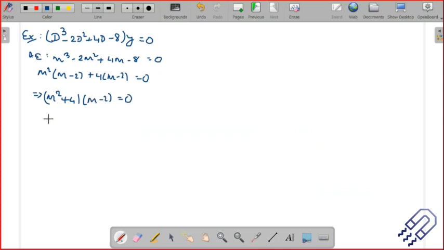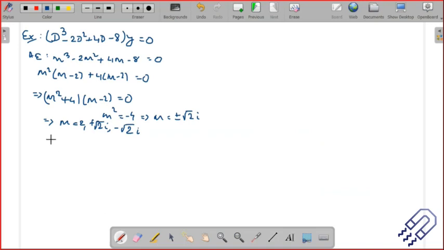I need 3 roots here, and I can clearly see that there are 3 roots. m is equal to 2 is a root from this, and this one would be m square is equal to minus 4. So if you just look here, m square is equal to minus 4, that means m is equal to plus minus 2i, right? So I have 3 roots: 2, plus 2i and minus 2i. So I've got these 3 roots now.